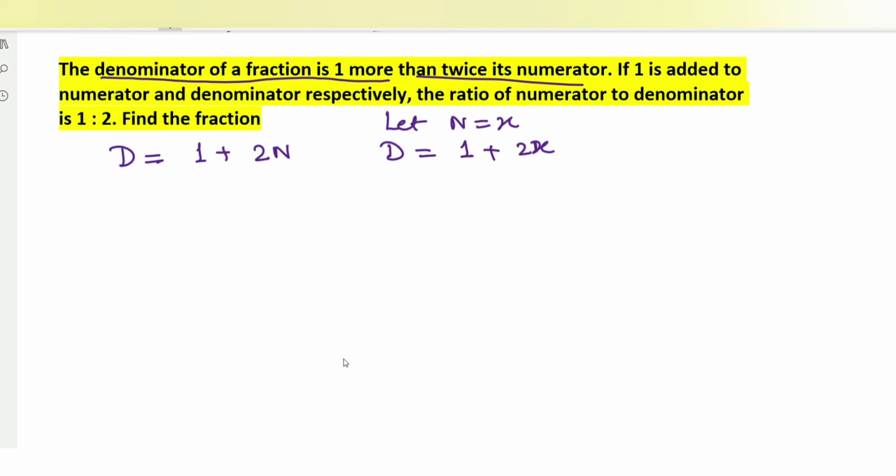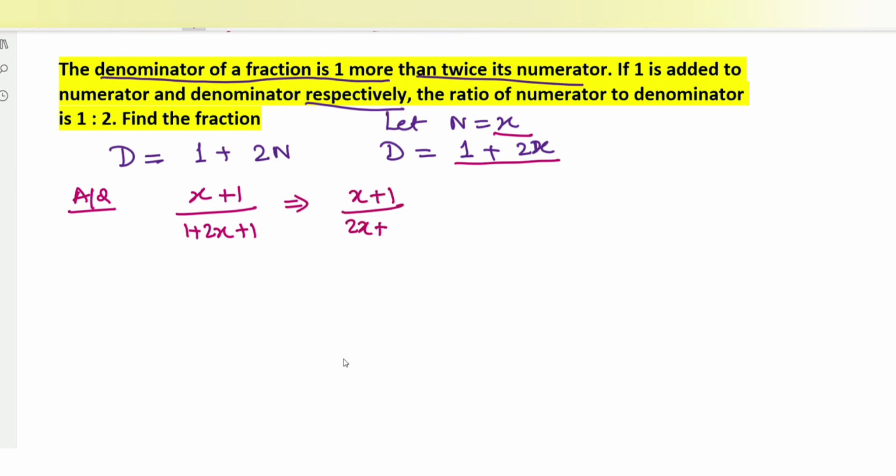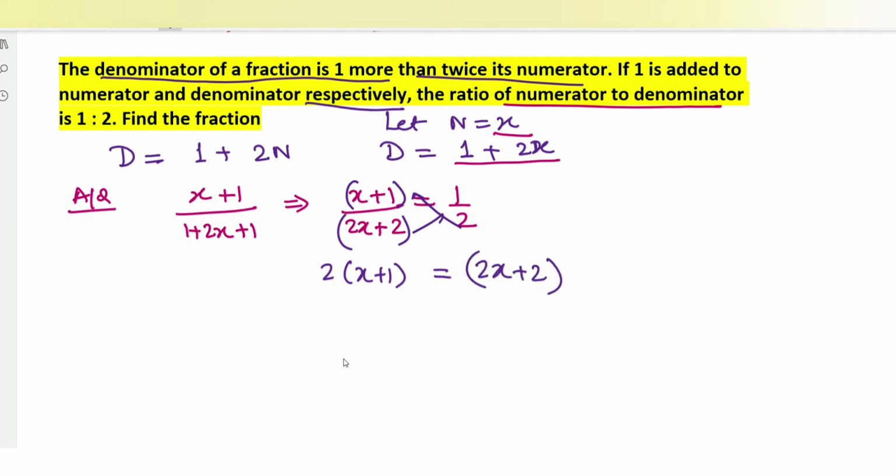If 1 is added to the numerator and denominator respectively, meaning together we are going to add 1. So the numerator was earlier x, add 1 to it: x plus 1. The denominator was 1 plus 2x, add 1 again to it. First let us simplify. The numerator remains x plus 1, and the denominator becomes 2x plus 2, since 1 plus 1 is 2. And then when it is done, the ratio of the numerator to the denominator is what? 1 upon 2. Now again there are 2 terms, so put the numerator and denominator in brackets, because we will take them together. Now 2 will multiply with x plus 1 together, and 1 will multiply with 2x plus 2. Okay, now distribute this.